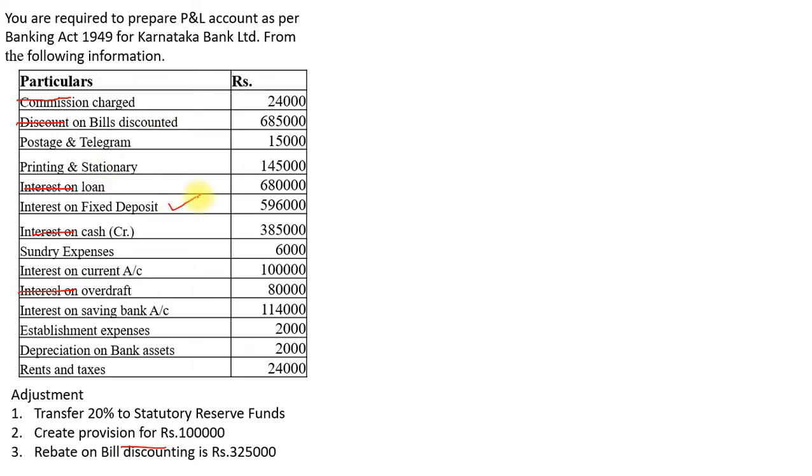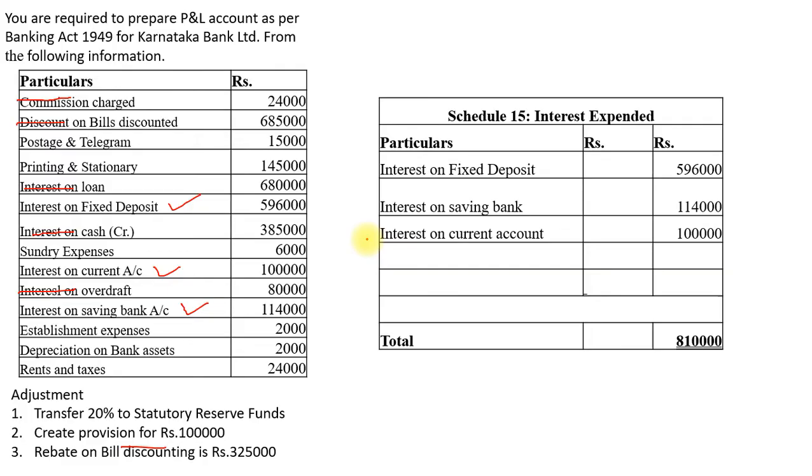Now let us check all the interest expended, where we have paid interest. Interest on fixed deposit, yes, will be paid. Interest on current account, yes, will be paid. And interest on saving bank, yes, it will be paid. Three things are available. So this will be our schedule 15. Schedule 15, interest expended. Interest on FD, interest on saving, interest on current: 5,96,000, 1,14,000, 1 lakh. Total comes to 8,10,000.